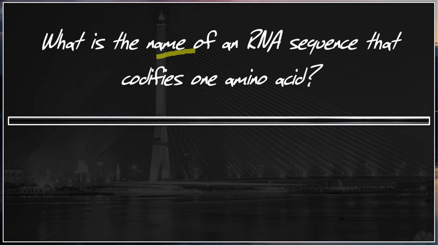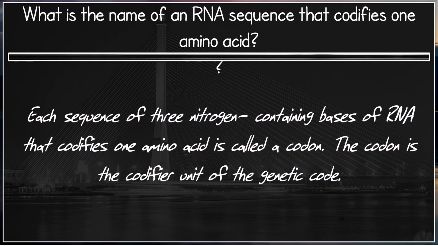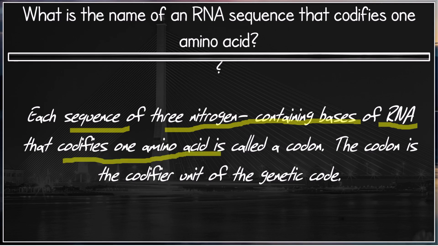What is the name of an RNA sequence that codifies one amino acid? Each sequence of 3 nitrogen-containing bases of RNA that codifies one amino acid is called a codon. The codon is the codifier unit of the genetic code.